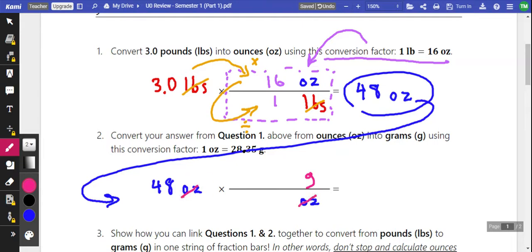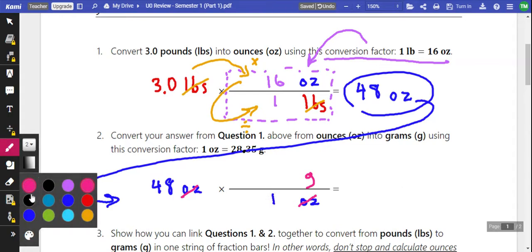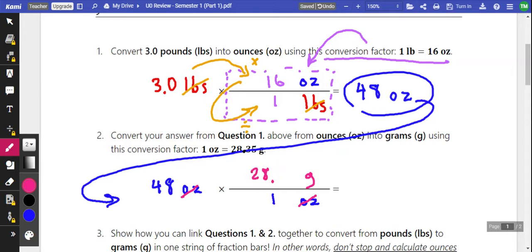The relationship is 1 ounce is the same as 28.35 grams. In this case, I don't have 1 ounce, I have 48 ounces. So by multiplying by the top and dividing by the bottom, I should get my answer in grams. So I take 48 times 28.35 divided by 1, and I get about 360.8 grams. And that is my answer.